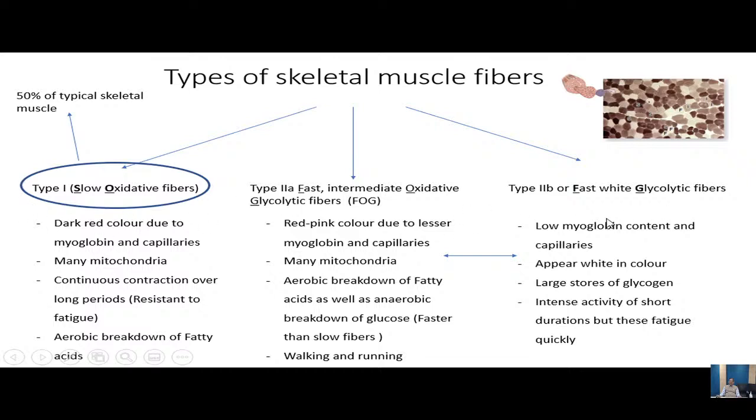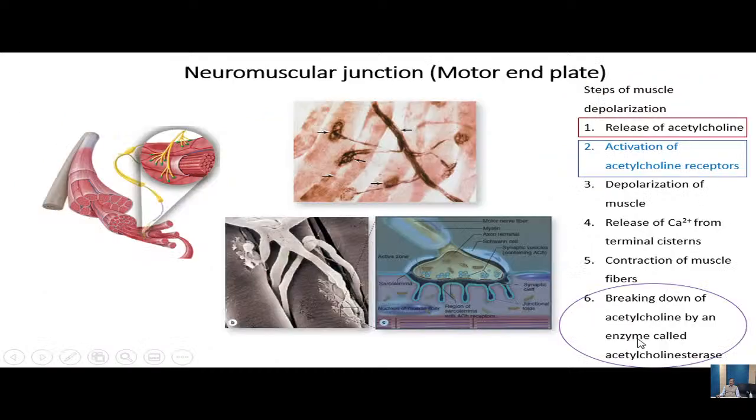So there are these three types of fibers. Now, most of you would be thinking, in a normal human being, which type of fibers are more? The answer would be that type 1 fibers comprise almost 50% of the typical skeletal muscle. So the maximum number of fibers in any muscle in our body would be the type 1 SO fibers and not the FOG or the FG fibers. I hope you understand the importance of this.